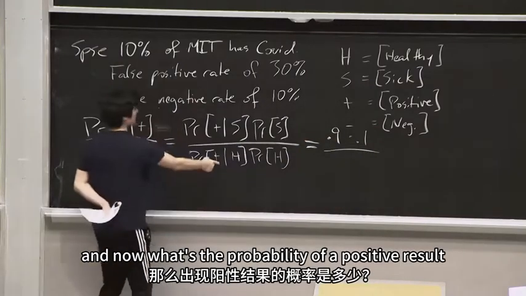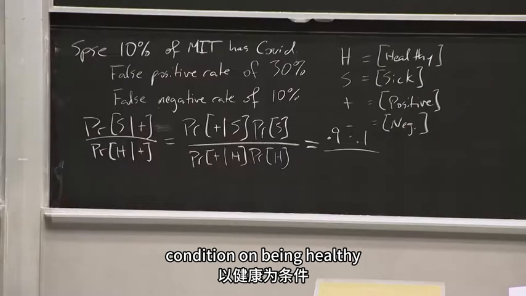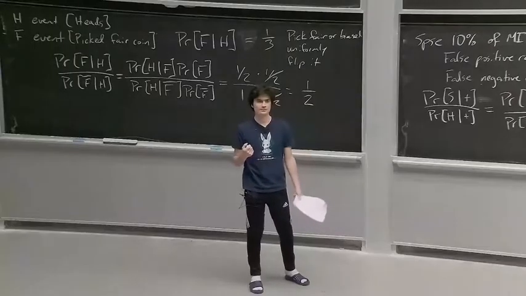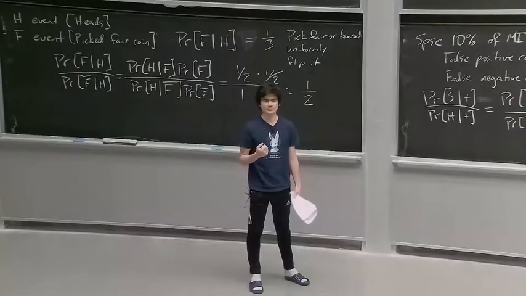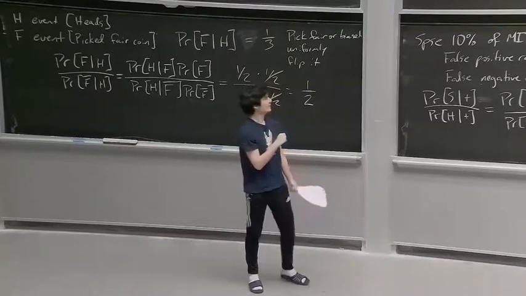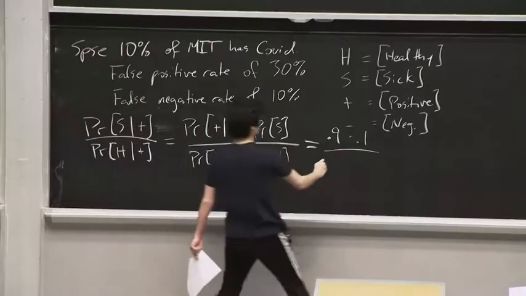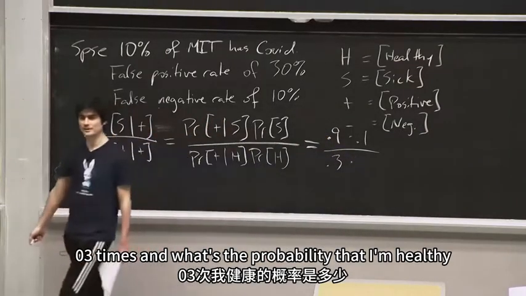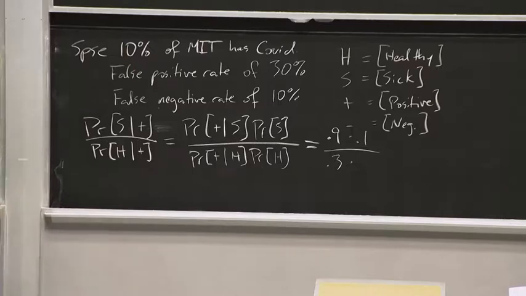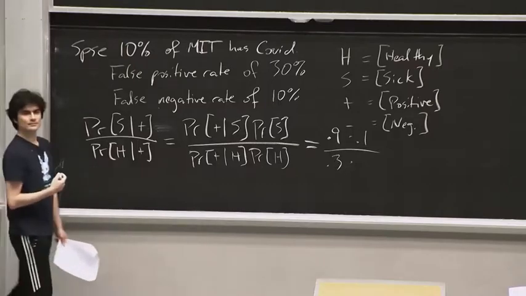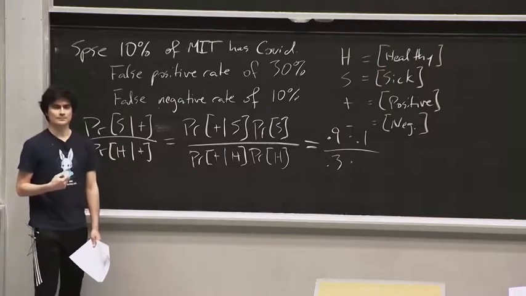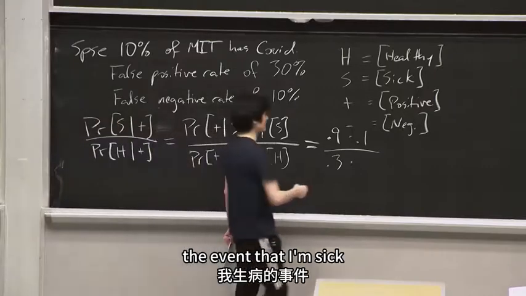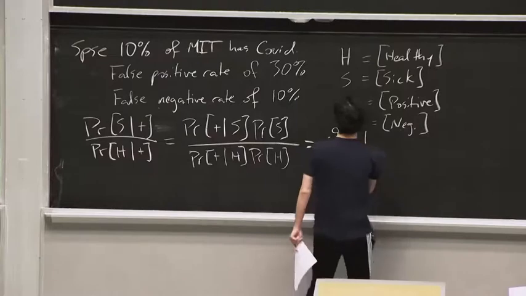And now, what's the probability of a positive result conditioned on being healthy? Yeah, that's the false positive rate. 0.3 times, and what's the probability that I'm healthy, the prior probability that I'm healthy? Well, that's just going to be the complement of the event that I'm sick, so that's going to be 0.9.